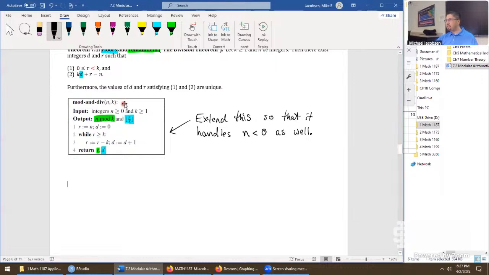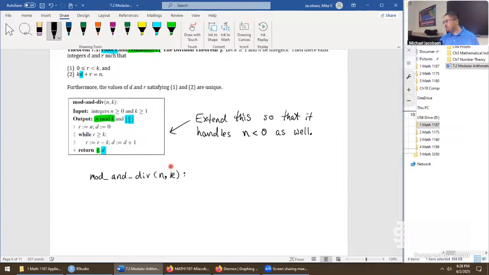I'll write out the pseudocode in the same style that the author did over here. I'll call it mod_and_div. I think underscore would work better for most systems, so let me do it with an underscore. Mod and div is going to accept 2 inputs this time, n and k. So our pseudocode is starting to get a little bit more built up as we go. I think this is our first 2 input function that we're building up.